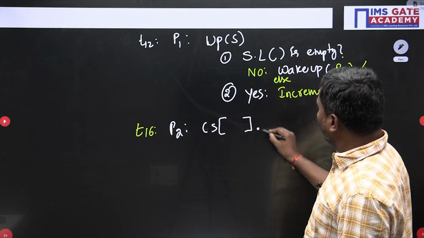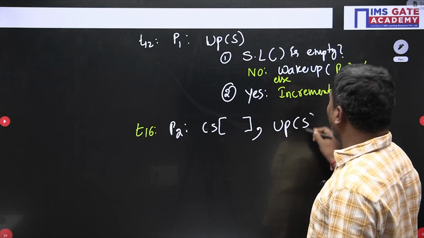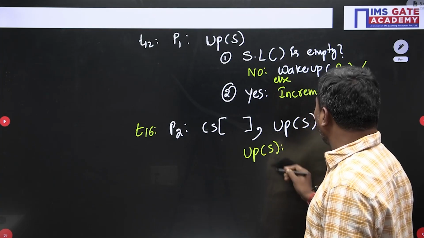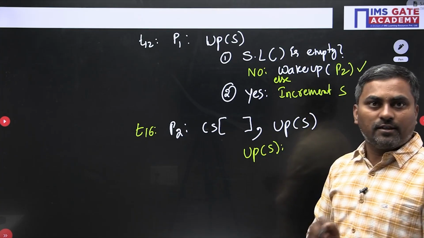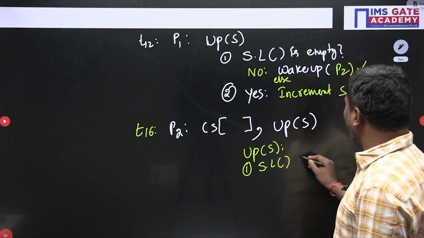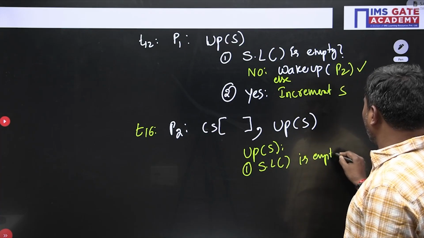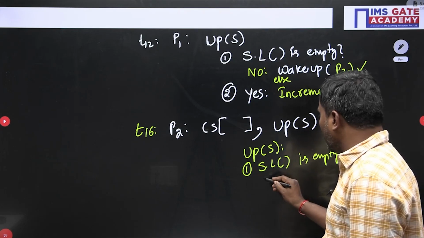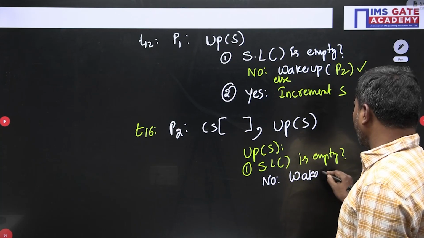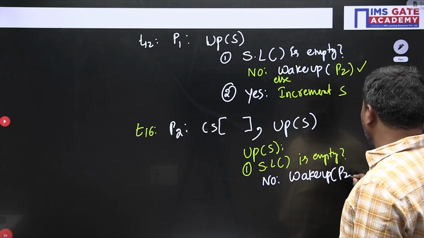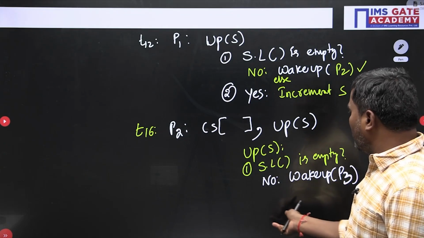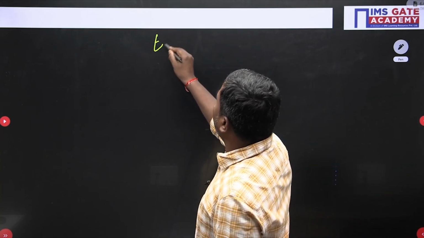Once the critical section work is over, it also runs the up operation upon S. What does this up operation have to do? The S value is currently 0 only. First you test the first condition: is S.L empty? The answer, as of now, is no. Processes are still there, so we should wake up a process. Which one? Process P3 is left over, so process P3 should wake up. Now let's take time T20.